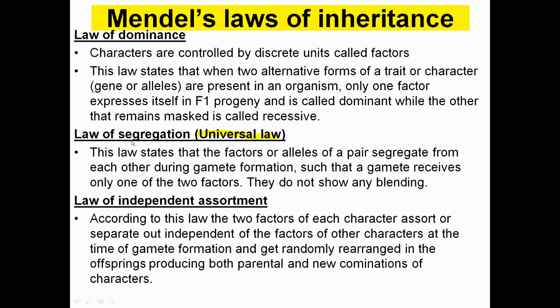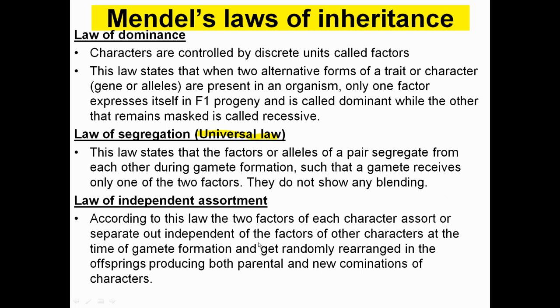Segregation simply refers to the separation of the alleles during gamete formation. When gametes are formed, the alleles, capital T and small t, will separate and come into gametes singly without any sort of blending. So there will be no blending during gamete formation, and each gene or allele will move independently of the other. So there will be no influence between the two alleles. Okay, so this is very, very important.